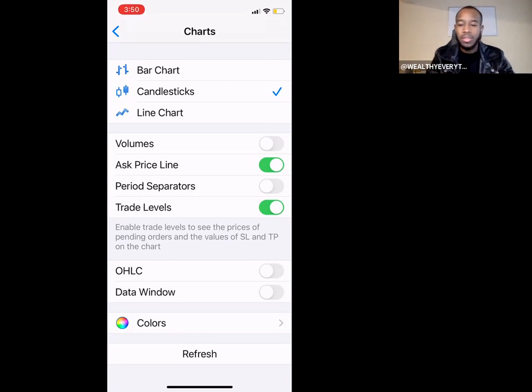So let me see. So every time there's a signal, you put 2 trades with the same stop loss, but 2 different take profits. Yes, sir, Brian, that is correct. That is correct.